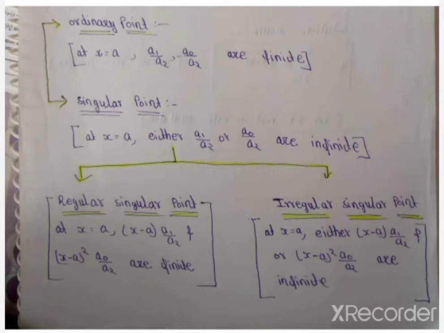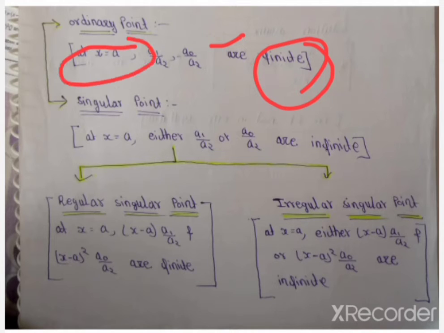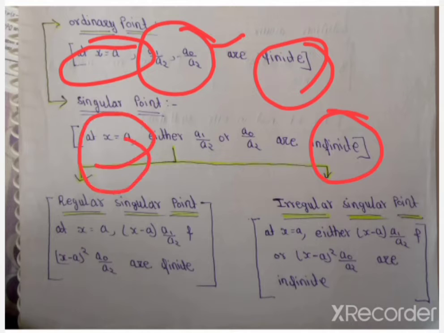Next, move to the ordinary point. We know about a naught, a1, a2, discussed in the previous slide. So at x is equal to a, if the ratios a1 over a2 and a naught over a2 give finite values, then we call x is equal to a an ordinary point. And if these two terms give infinite values, then we call x is equal to a a singular point.